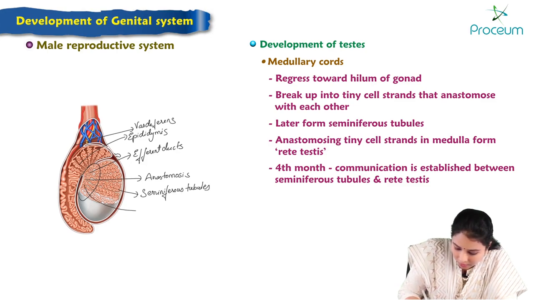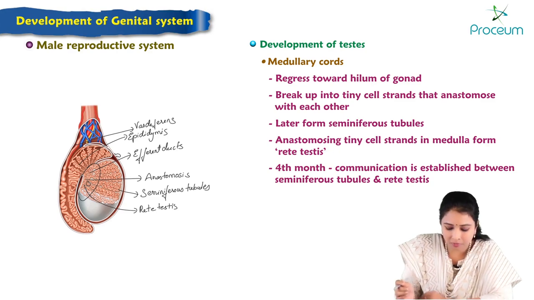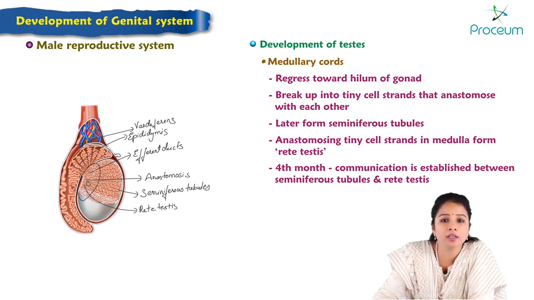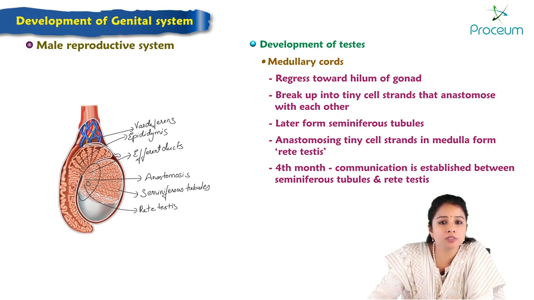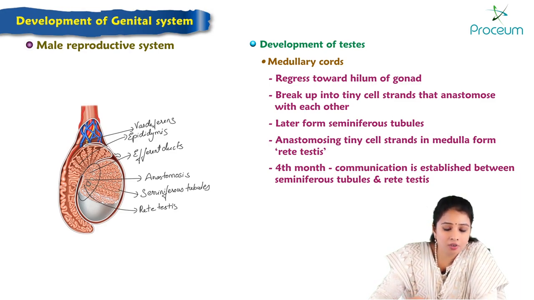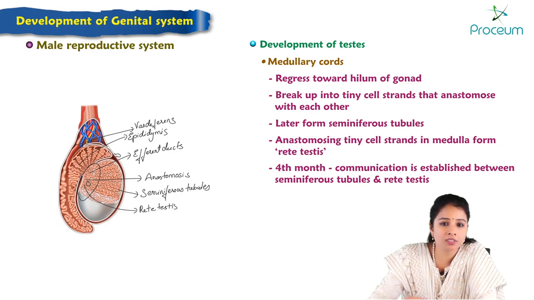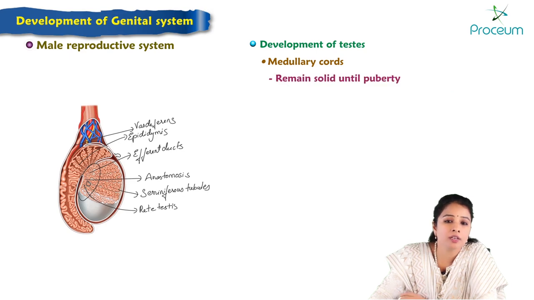And these are the efferent ducts present in rete testis. So we can see the communication between the seminiferous tubules and rete testis, which is formed due to the anastomosing tiny cell strands. And medullary cords are the sex cords of the testis, which are the primordia of seminiferous tubules, and remain solid. They are like solid cords of cells until puberty.